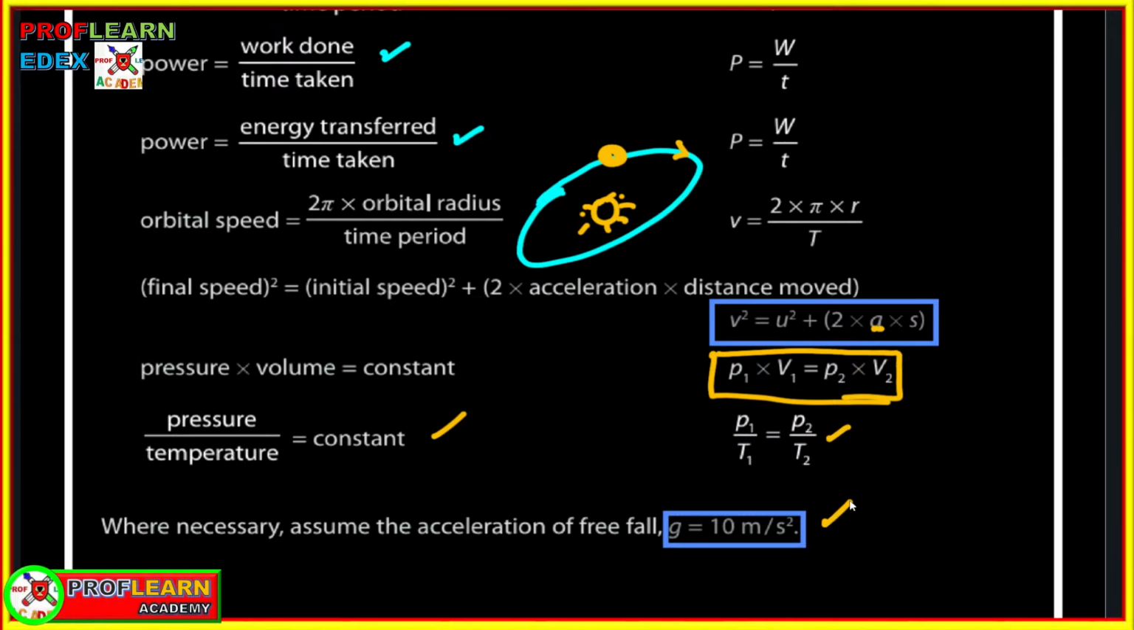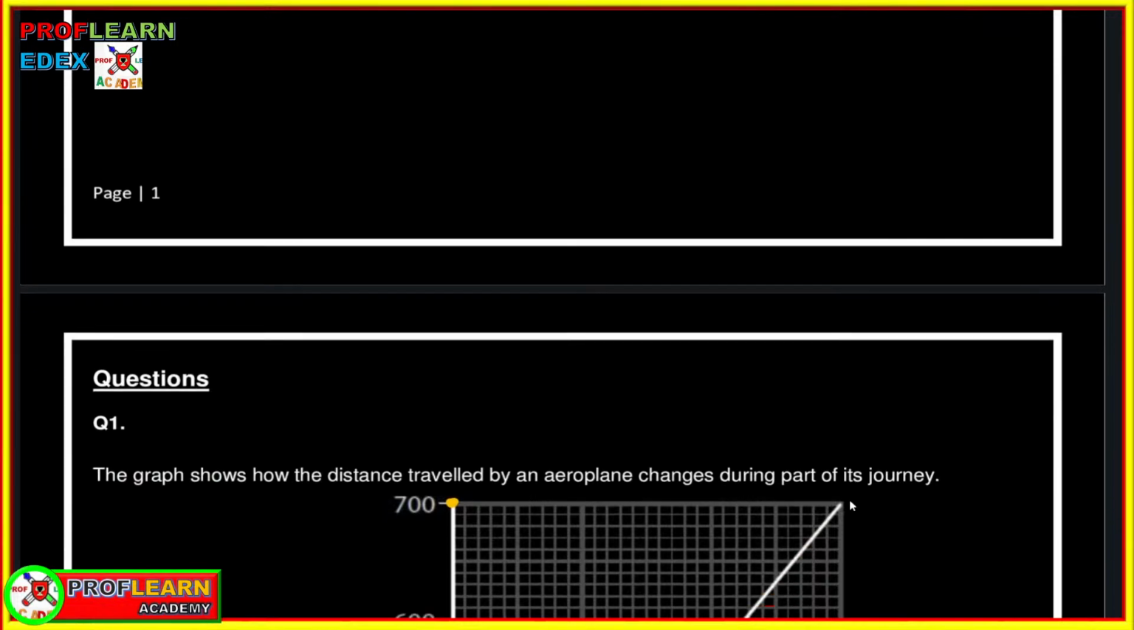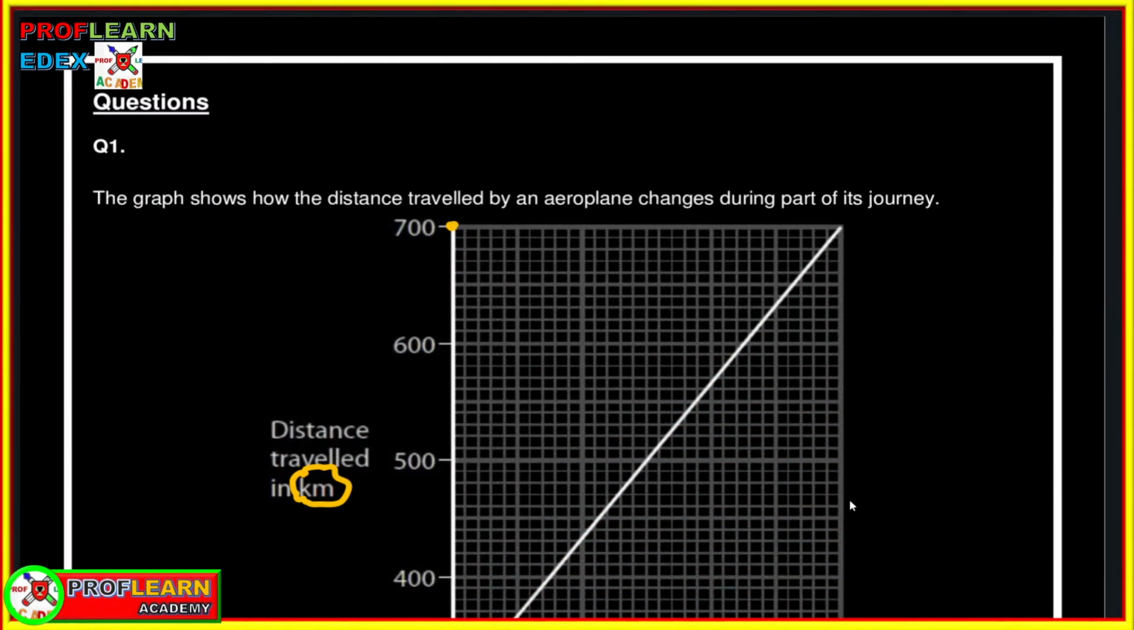So anytime you are given a question that requires you to use a formula, the most important thing you need to do is to highlight what you are provided, and then you can check what you are missing. Another question I've tried to work out is on motion graphs.